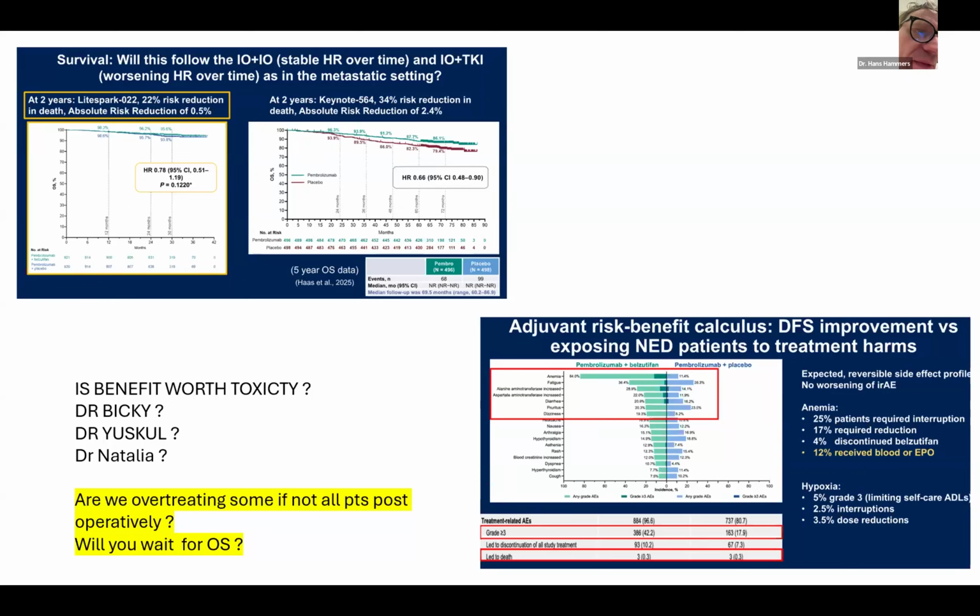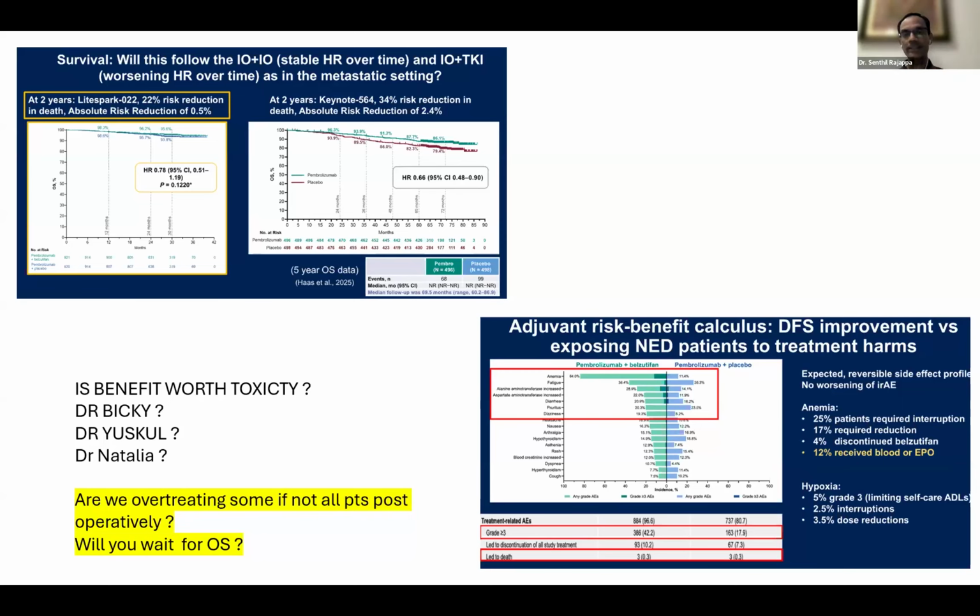Yeah, the same. I do need to see OS, and obviously they were powering it to see OS. The absolute difference, I think, at 2 years was only 0.5%. So I'm not sure they will reach OS, to be honest with you. Yeah, I'm in no rush to adding it on. Dr. Senthil, your thoughts? Absolutely.